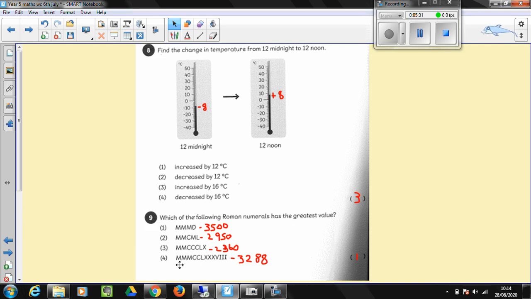And for the final question, there were 3,000s, then there was 200, then there was 50, and 3 10s after 50, so that must be 80. And then there was 5 and 3 after 5, which must be 8. 3,288.